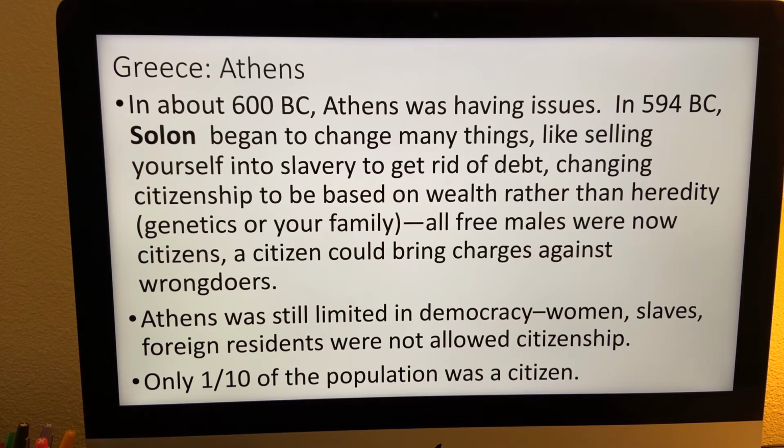And if you were a free male, a man who was not a slave, you were now a citizen. And a citizen could bring charges against somebody who had done wrong against them. But remember, Athens is still limited in their democracy. Women, slaves, anybody who was not from Athens was not allowed to have citizenship. So only about 1/10 of people were considered a citizen.